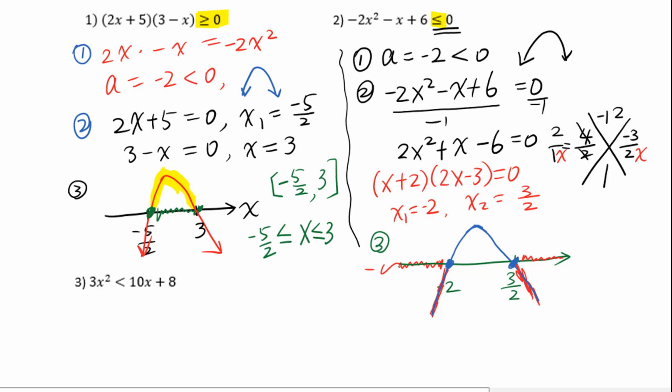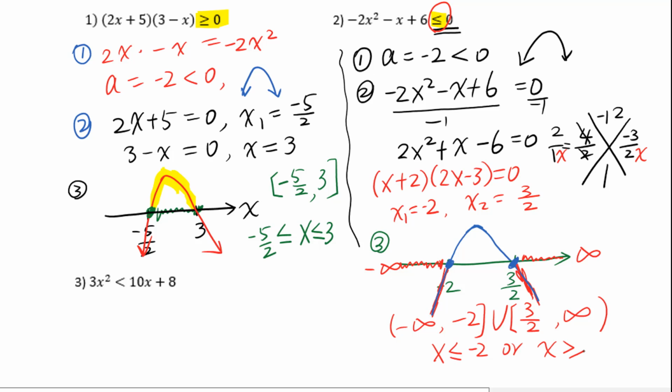So we have negative infinity here, positive infinity. We can write down the solution from negative infinity to -2 bracket, union with 3 over 2 to positive infinity. It will be a bracket because we have an equal sign here. Or you can write x less than or equal to -2 or x greater than or equal to 3 over 2.